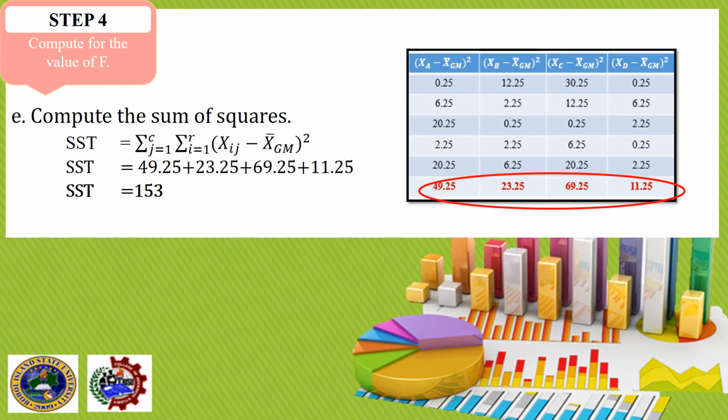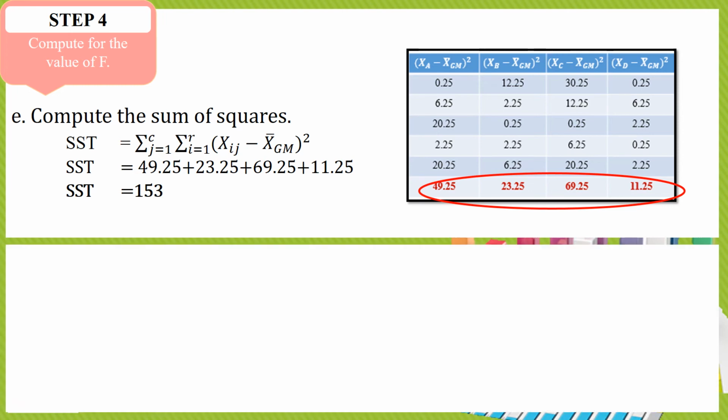For this column we have 23.25. For this column we have 69.25, and for this column we have 11.25. To find the sum of squares total, or SST, we will simply add all these totals. So we have 49.25 plus 23.25 plus 69.25 plus 11.25, and the answer is equal to 153. That will be our sum of squares for total.